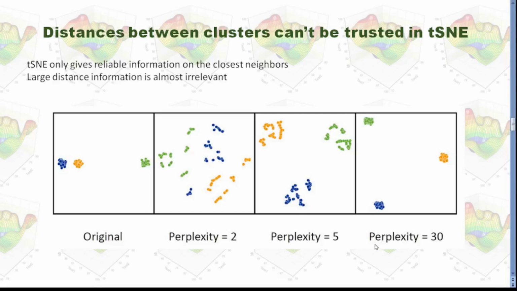If we choose perplexity equal to 30, you can see we can separate them nicely, but you can't tell that the original group is closer to this blue group in this result. From the original chart, you can see the distance between orange and green is farther away, and you cannot tell that from this result after you run t-SNE.